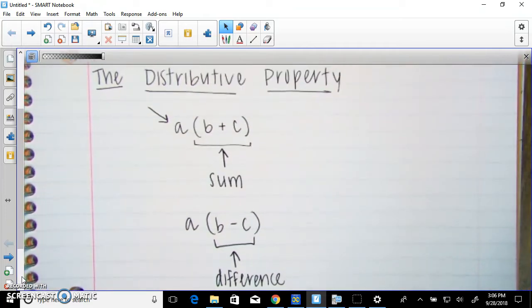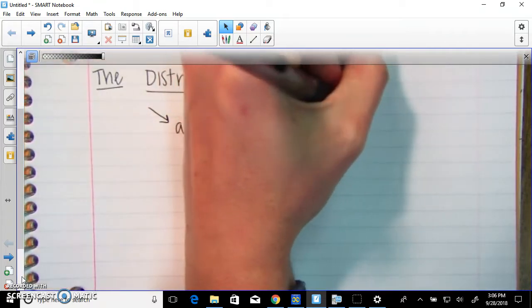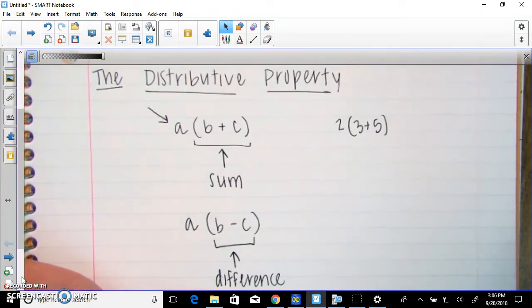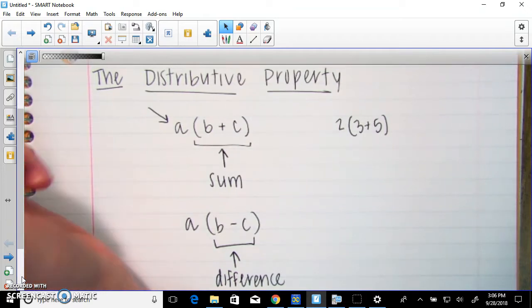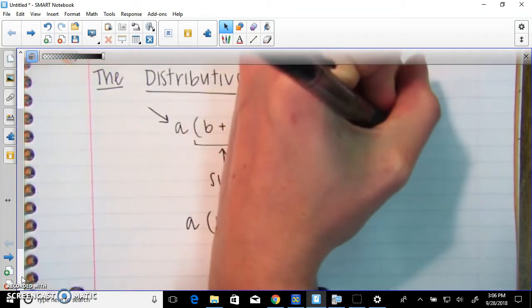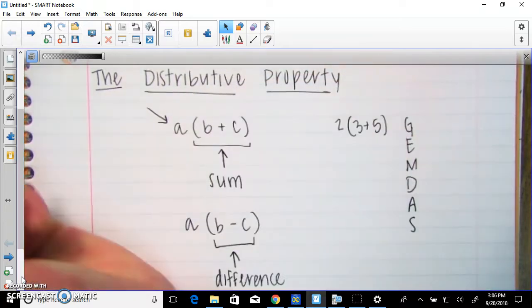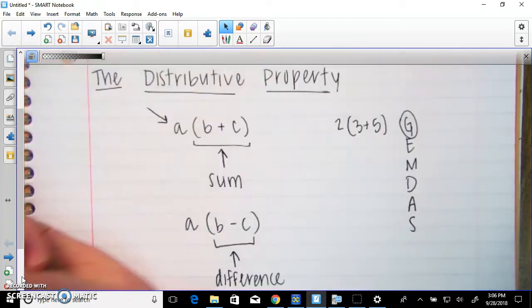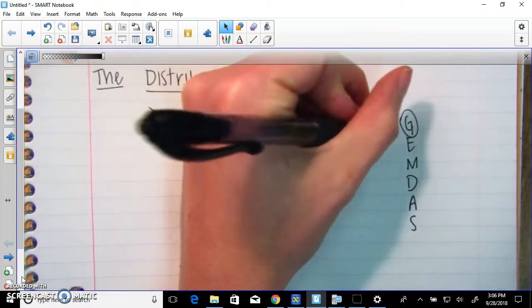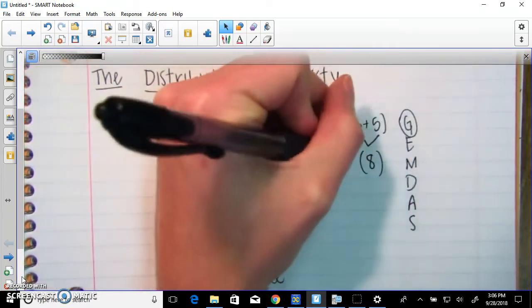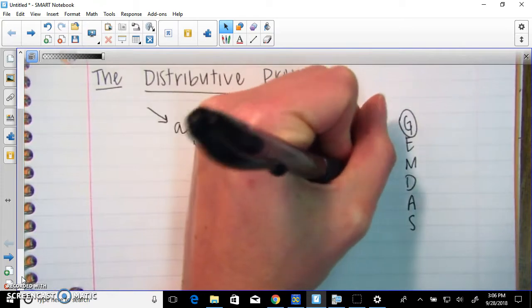And it's important for us to use the distributive property in algebra specifically when we have variables, because if we had something like 2 times 3 plus 5, well, if we wanted to simplify this, we would probably use the order of operations or our GEMDAS or PEMDAS. And if we use this to simplify, we would look for grouping symbols first. I have 3 plus 5. I can add those together and I get 8. And then we multiply that by 2 and get 16.